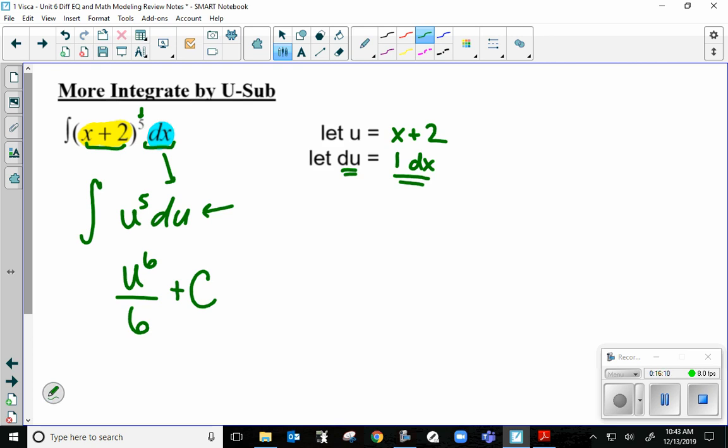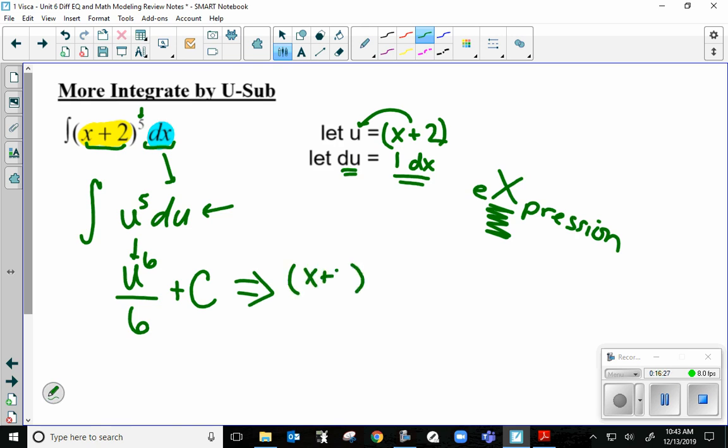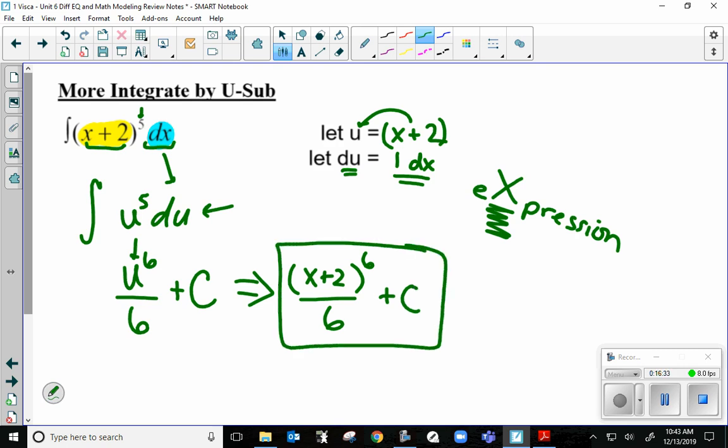If my answer is an expression, I need to put the x back in, okay? So this has got to go back in for my u right here. And the u is x plus 2. That's to the power of 6 divided by 6 plus c. Bang, chitty, bang, bang, chitty, chitty, bang, bang, done. Good.